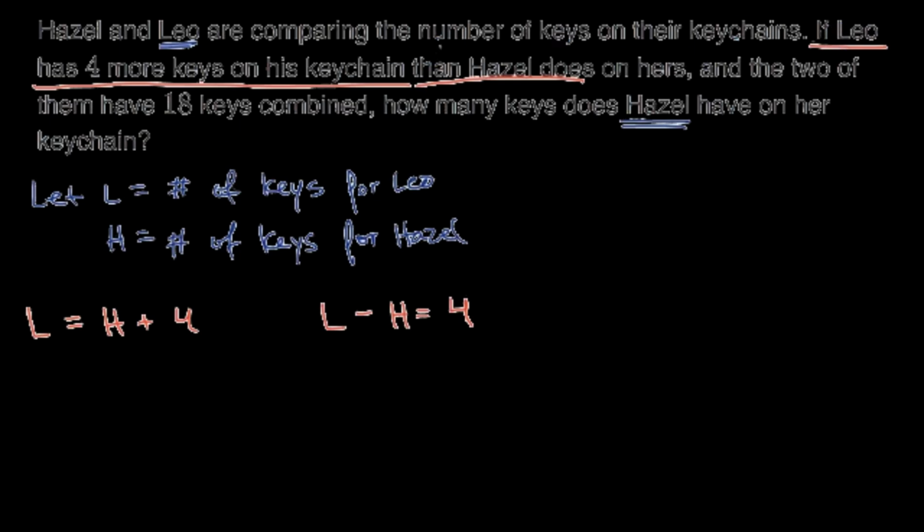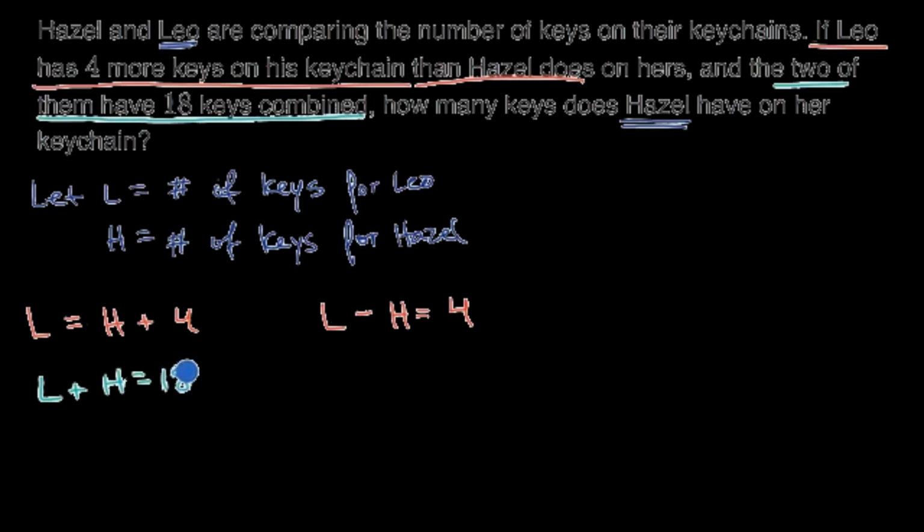And now what about that second one? The two of them have 18 keys combined. Well, that just means that L plus H is equal to 18. So we could just write it that way. L plus H is equal to 18. And obviously there are other ways that you could mathematically write this that would be equivalent to this.